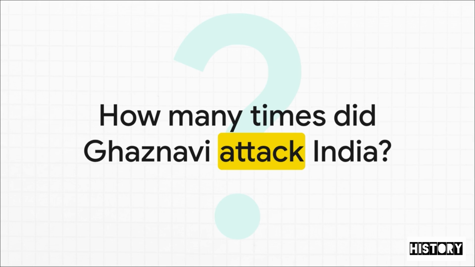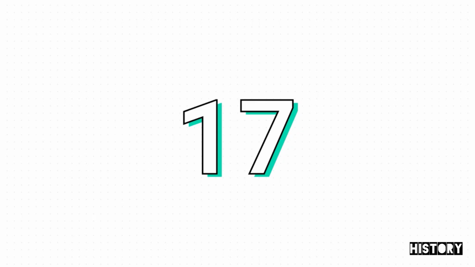Okay, so here's a question that comes up a lot in exams. Exactly how many times did Mahmud Ghaznavi attack India? The answer is 17. Yep, not once or twice, but 17 times. Between the years 1001 and 1027 AD, he launched raid after raid.